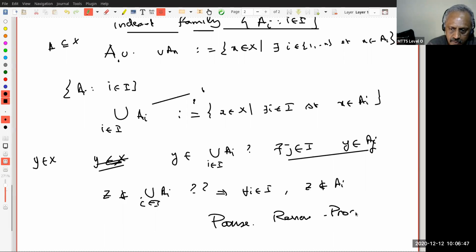Now we are taking away the intuition, replacing it by precise logic. We simply don't say the union is the elements in the subsets. No, we are giving a very precise way so that we can argue carefully. If z is not in the union, that means whatever i I take in the indexing set, z cannot be in A_i, because if z is in A_i, it will be in the union according to our definition.